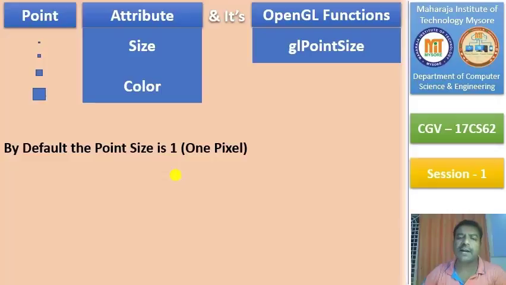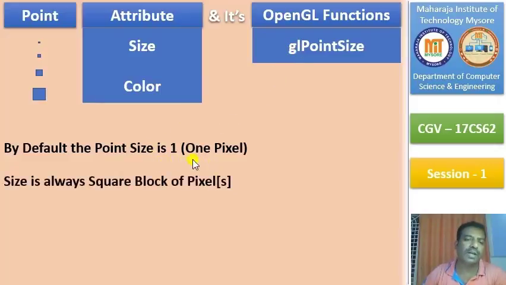That is exactly 1 pixel on your display device. It's always going to be 1 pixel by default. If you don't use glPointSize, OpenGL will use 1 pixel as the default size. And if you try to increase the size, it is always going to be a square block of pixels.